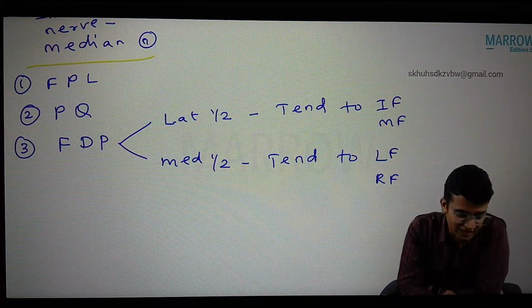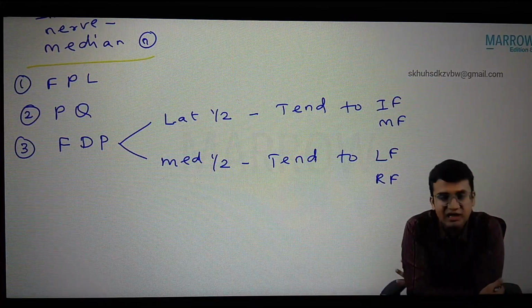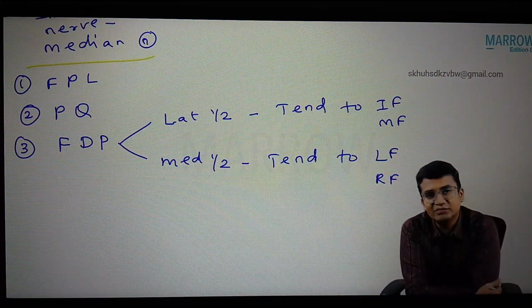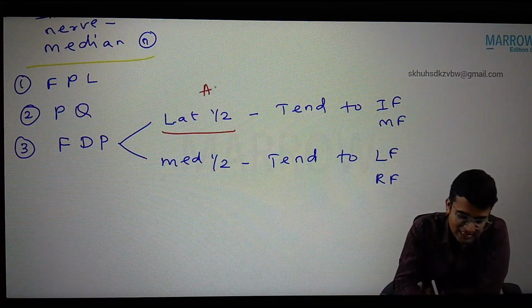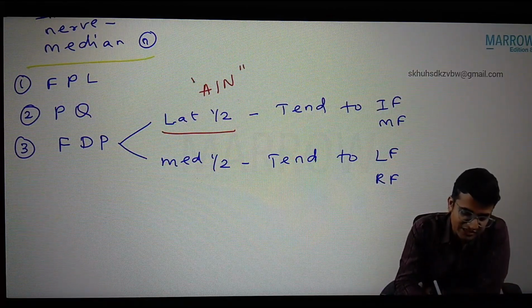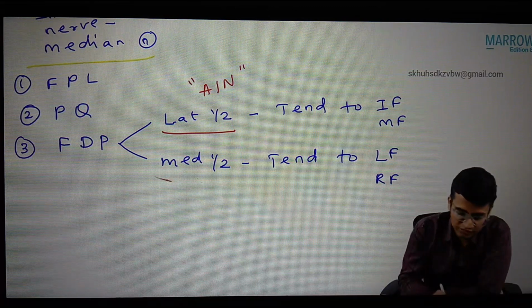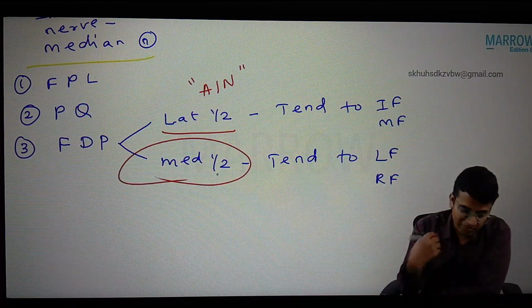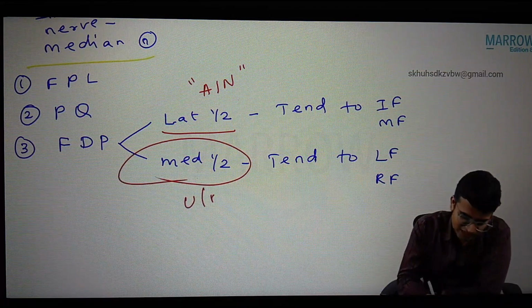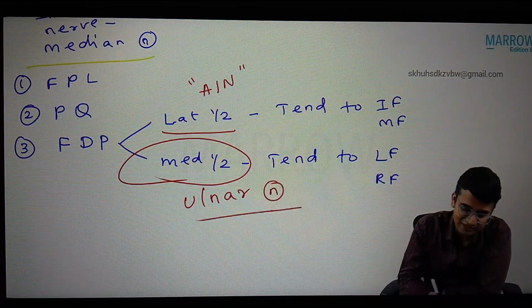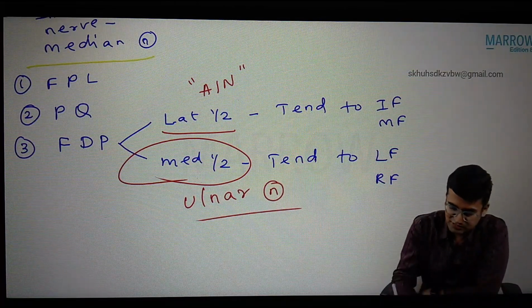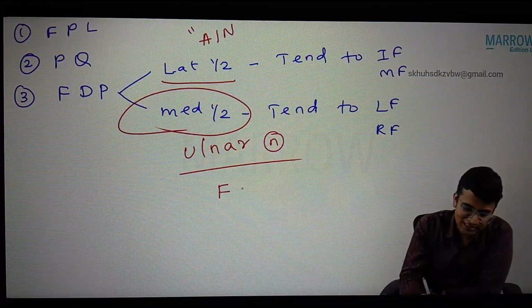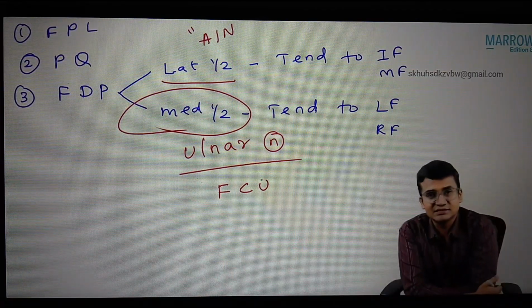So why are we dividing the FDP into lateral half and medial half, sir? Because they have a separate nerve supply. The lateral half of FDP is supplied by anterior interosseous nerve. What about the medial half of FDP? The medial half of FDP is supplied by ulnar nerve. Is that clear? Ulnar nerve also supplies flexor carpi ulnaris.